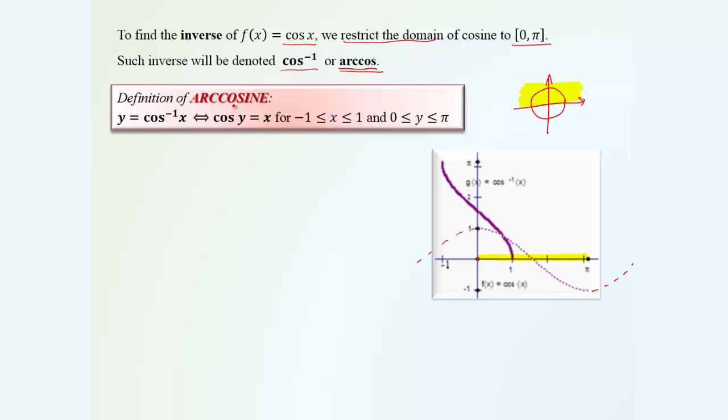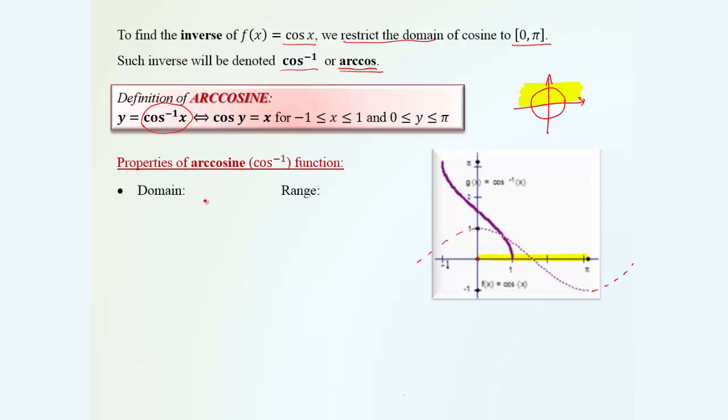So the formal definition of arccosine is as follows. Arccosine is such an angle y that cosine of it gives you back the input x. And as before, the x oscillates from -1 to 1. That's the input for arccosine. And the y from 0 to pi. That's the output for arccosine.